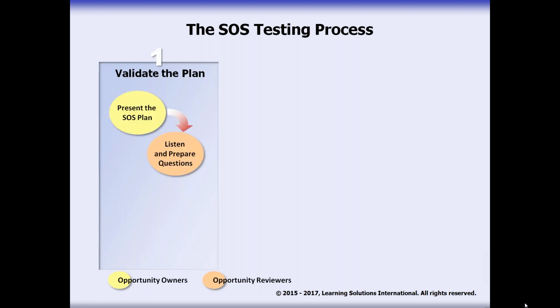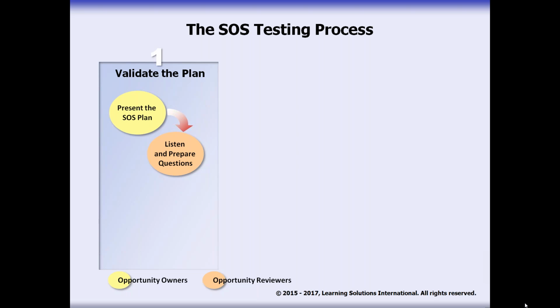We can have other people in the sales manager's organization who are the reviewers. We can have the sales manager who's a reviewer of this opportunity. But here's what's going to happen. It's a 3-phase process. Phase 1 is validate the plan. In other words, the opportunity owners present the plan. The reviewers just listen and prepare questions that they might want to ask the opportunity owner.